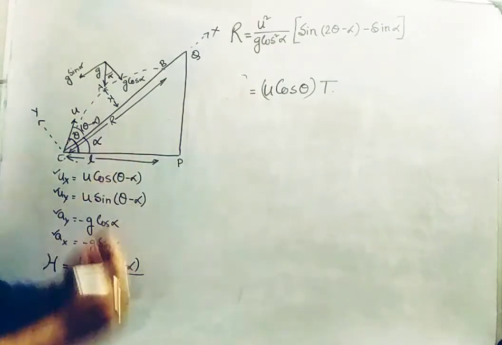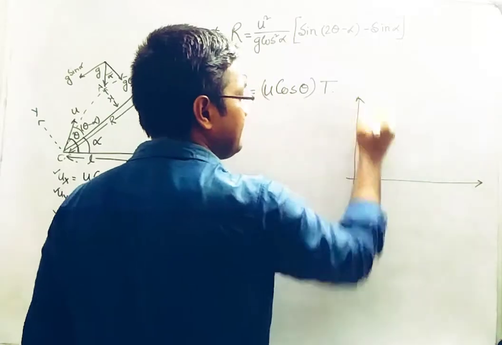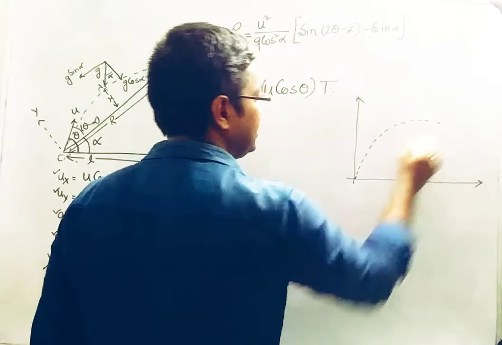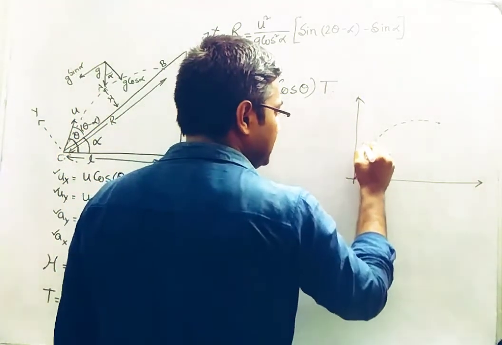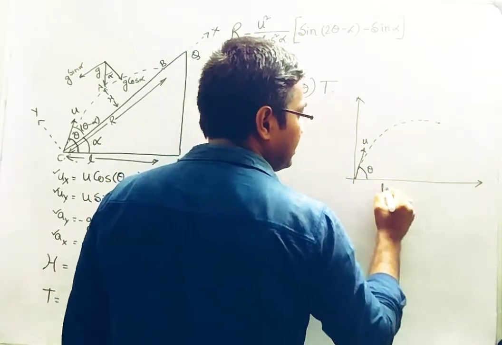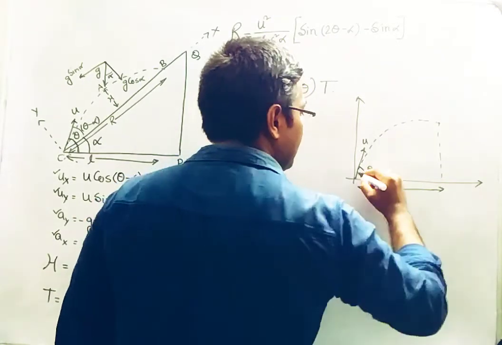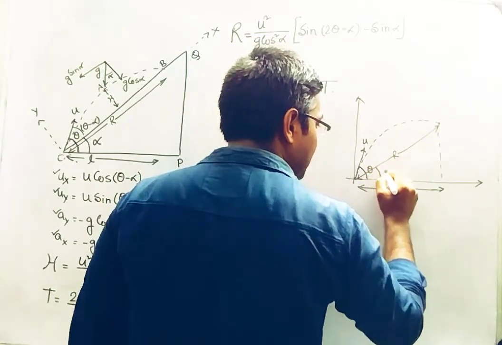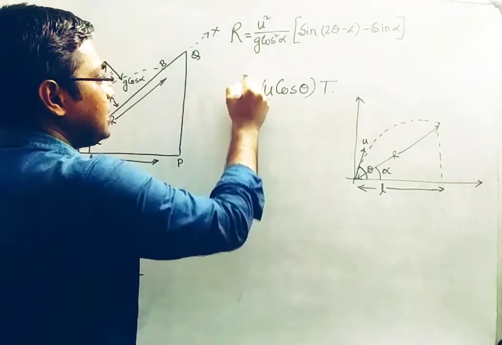If I draw it separately, it is something like this, and I think that will be easier for you. A particle is thrown from here, its trajectory is up to this level. Its initial velocity is u, at angle theta. This thing is L, and this one is R, and the angle between R and L is alpha. So actually here I have calculated the L.